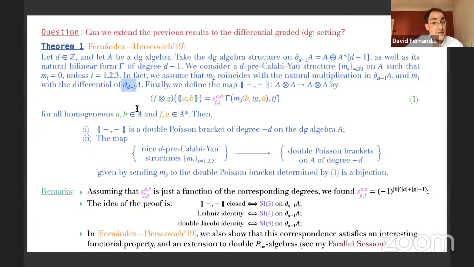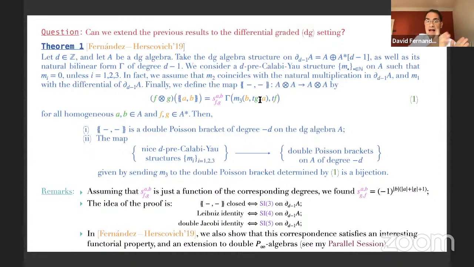And finally, we define this map from A tensor A to A tensor A in this way, okay, which is very similar to the previous definition, and this is a sign that I will say something about later, okay? But this is a sign, and we have two elements of A and two elements of A star, and we combine them in this natural way, okay? M3 is taking alternating arguments. That's the idea.